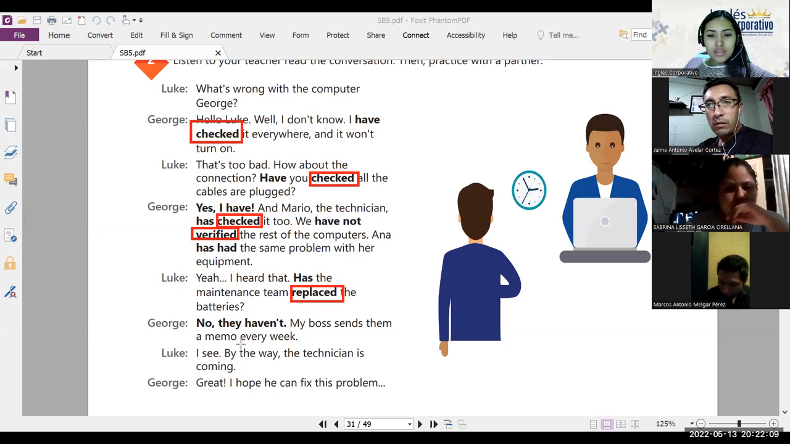Any irregular? No. Sure. I mean, maybe it is not inflected. Quizás no está conjugado, pero is there any verb that is irregular if you put it in past or in past participle?